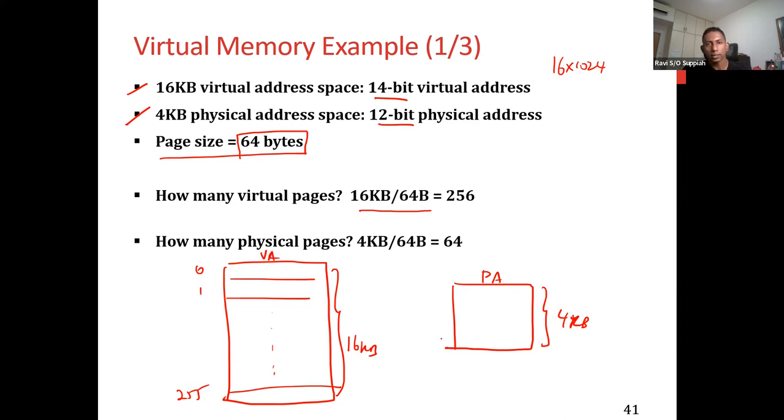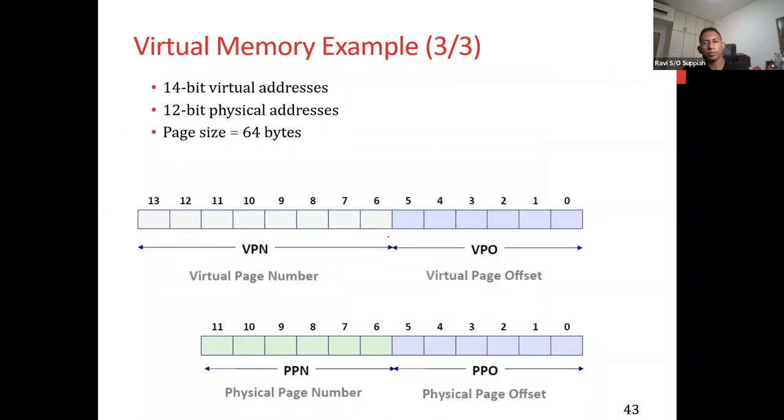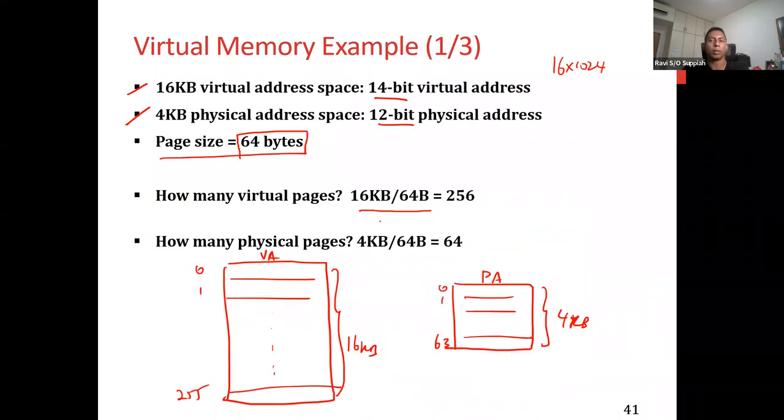In terms of the physical, 4 kilobyte over 64, I have 64 different pages here, from 0, 1 all the way to 63. So I have 256 pages of virtual memory space mapping to 64 pages of the physical address space. In terms of the number of bits to represent this information, first I need to look at how many bits I need to represent the page offset. You can see that the page size is consistent, right? The page size is 64 bytes, for both the virtual and physical addresses.